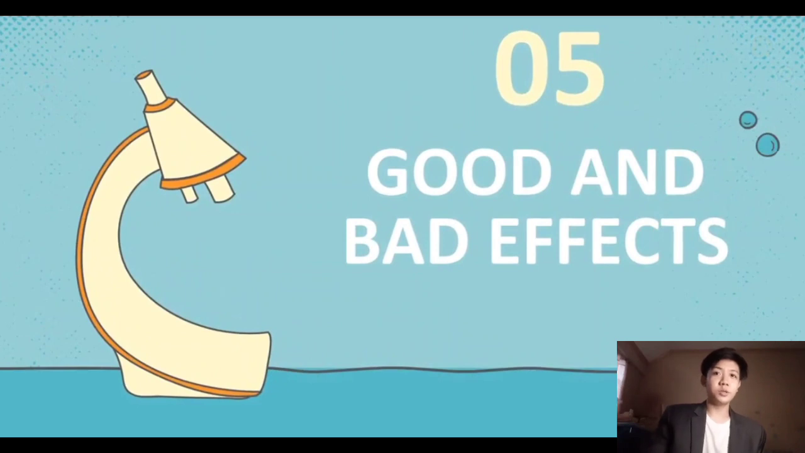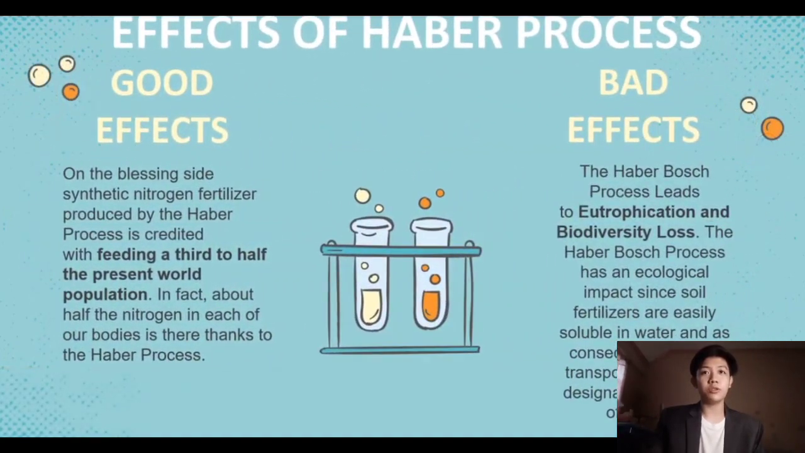Now, let us know the good and bad effects of the Haber process. The process allows us to use the extensive amount of nitrogen available in the atmosphere. Second, the end product of the process has fed and continues to help feed more than half of the global population. I'll explain that after we have a look at how plants prepare food and why nitrogen is essential for the process.